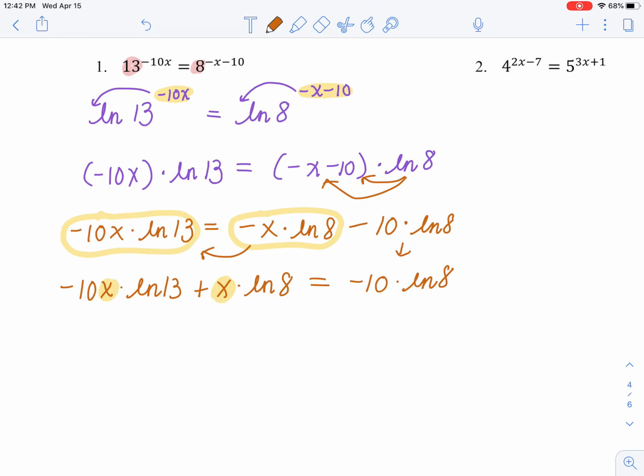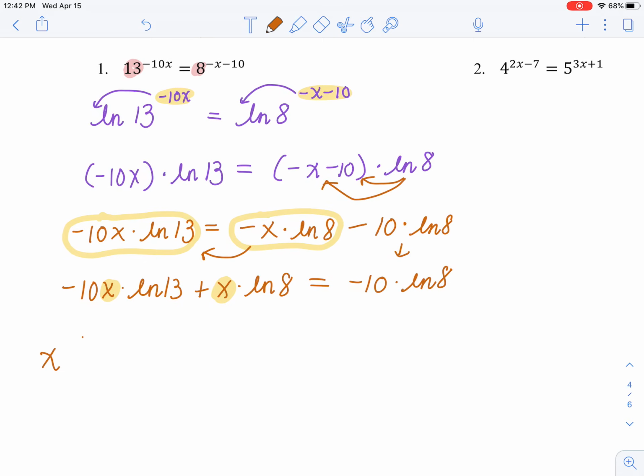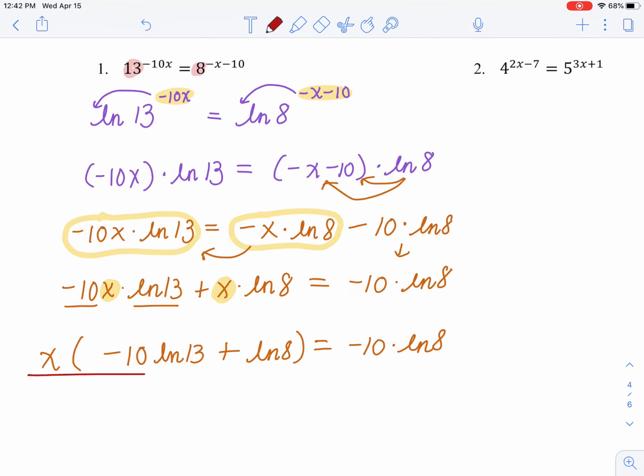Why did I move all the terms that have x to the left side? Because I wanted to factor out the x. Let's go ahead and factor out the x. They both have x, so bring that x out. X is outside, so the first term is left with just negative 10 times natural log of 13 plus natural log of 8. And that equals negative 10 times natural log of 8. You are one step away.